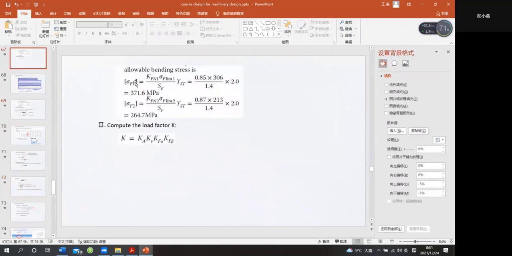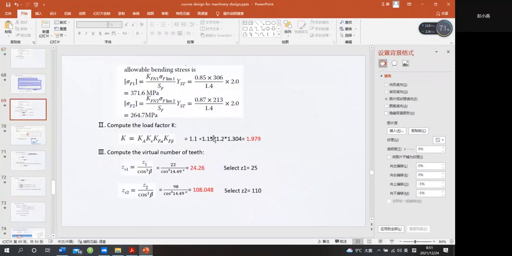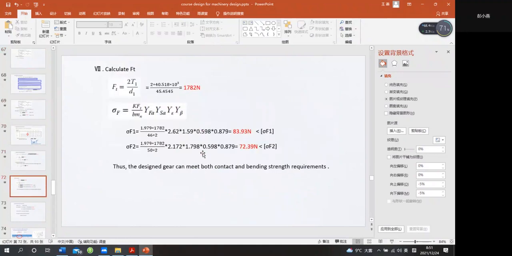And we have calculated the allowable stress for GL1 and GL2. There, do you remember? And the calculated bending stress is less than the allowable stress. So the designed gear can meet both contact and bending stress requirements. So the design is reasonable.